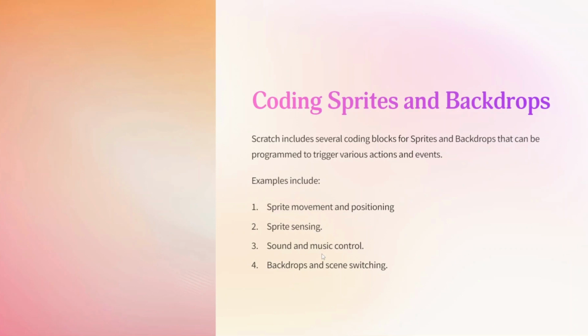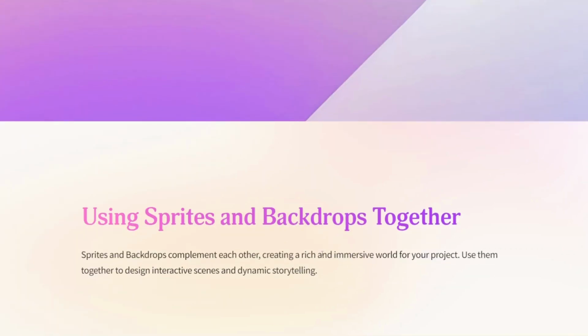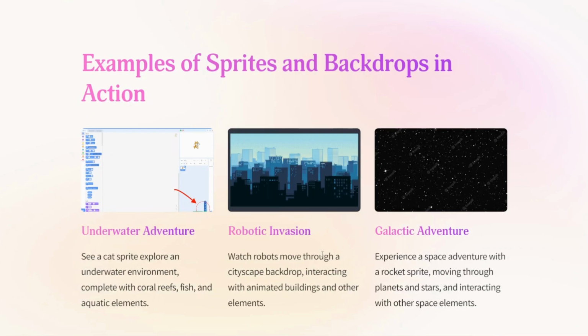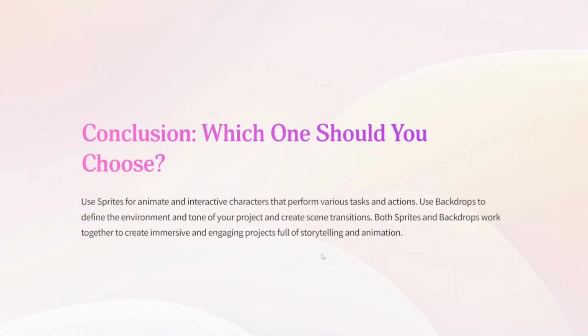So Scratch includes several coding blocks for sprites and backdrops that can be programmed to trigger various actions and events. So examples include sprite movement and positioning, sprite sensing, music and control, and backdrops and scene switching. We will see this further while we are coding different projects. And you can use sprites and backdrops together. So we have seen all these examples of underwater adventure, robotic invasion, and galactic adventure.